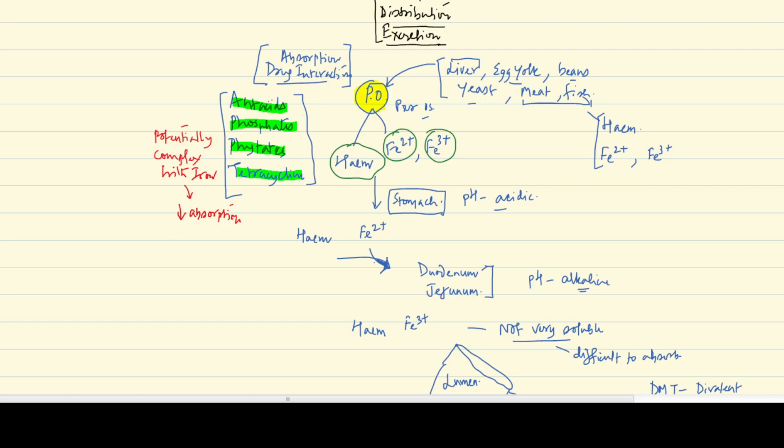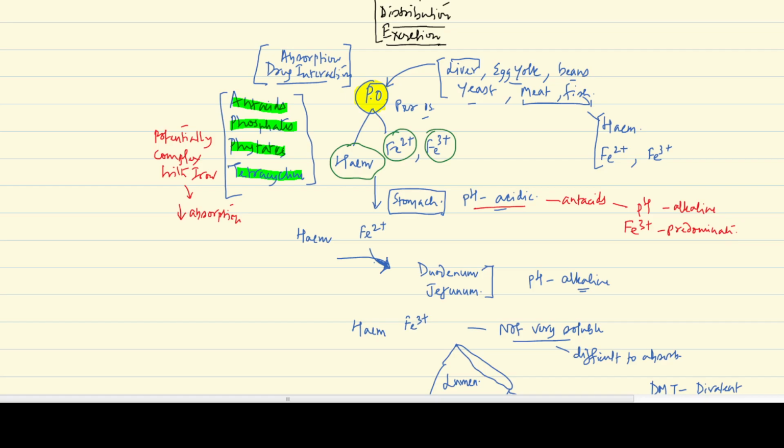These antacids are alkaline, so think about it. The stomach pH is acidic, and that can be changed by antacids, so the pH can increase and become alkaline, and when that happens, what can happen? The ferric form will predominate.